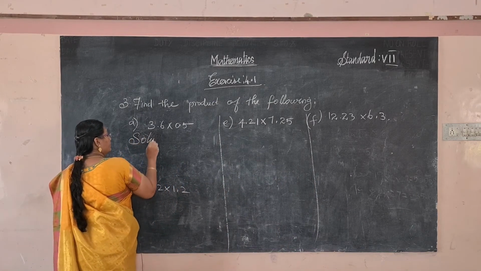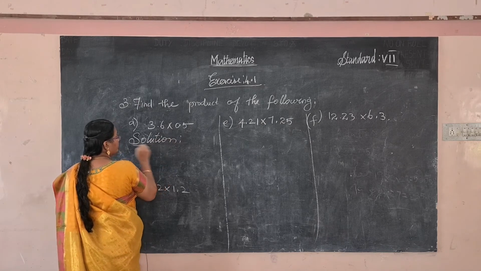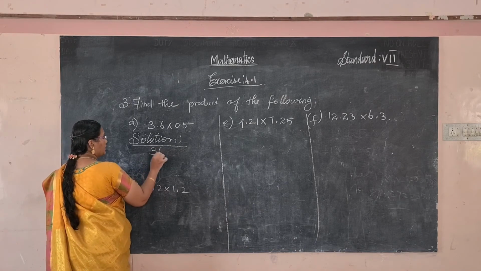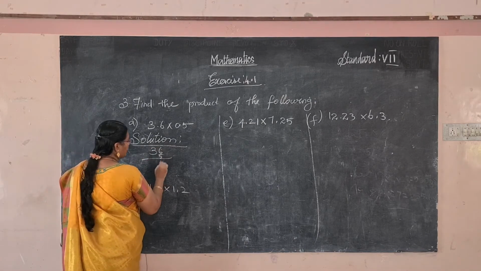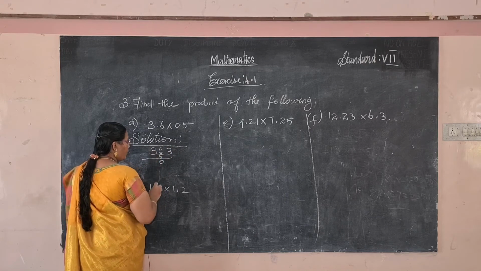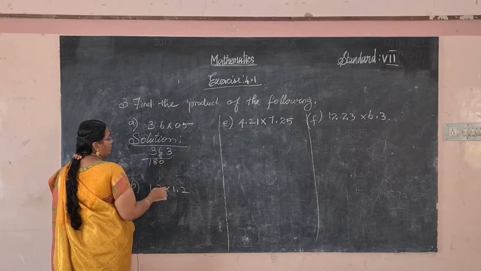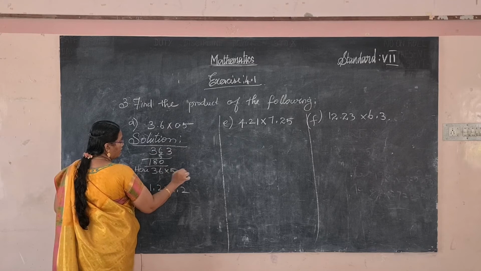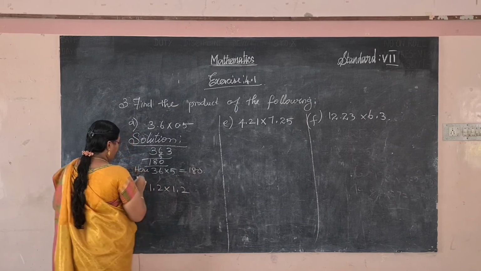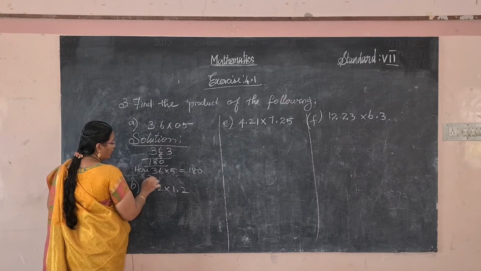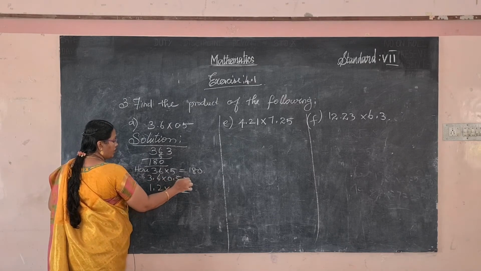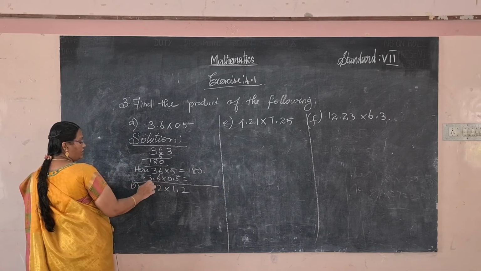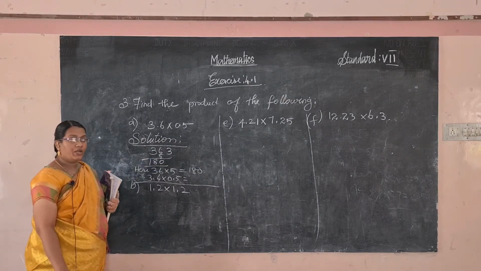Solution. So as usual, do not consider the decimal point. So normal multiplication. 36 by 5. 5 6s are 30. 5 3s are 15. 15 plus 3, 18. Okay, so here 36 into 5 is equal to 180. Now we want to find the value of 3.6 into 0.5.